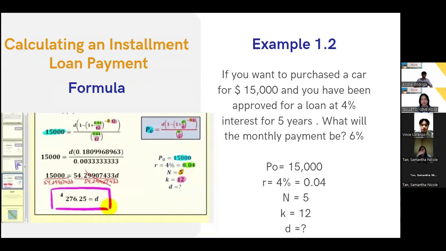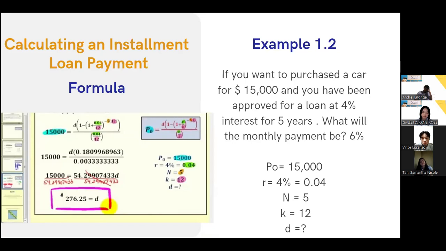And dito, if you want to purchase a car for $15,000 and you have been approved for a loan at 4% interest for 5 years, what will the monthly payment be? Meron tayong 15,000, which is yung pag-purchase ng car. 15,000 is the amount, or d is the loan payment or the monthly payment. And then 4% is yung interest rate niya. Then 5 is yung years, kung ilang taon magdu-due yung loan. Tapos 12 is yung months per year.